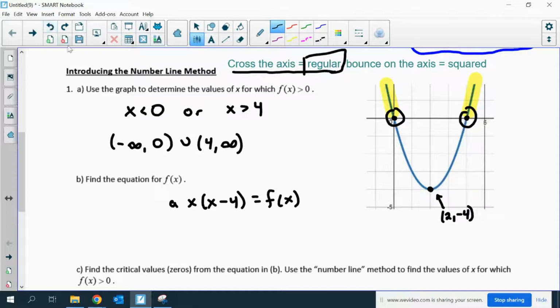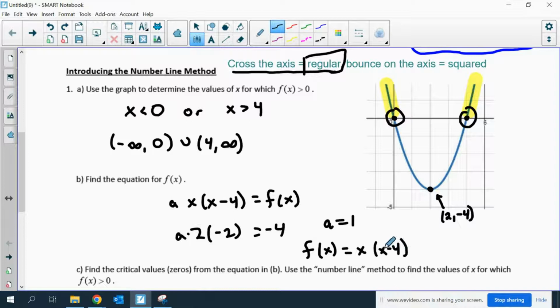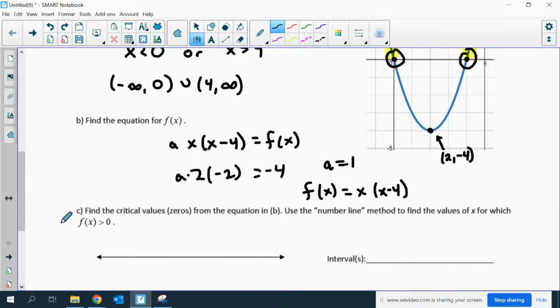But let's say I don't remember that. I can just substitute -4 in for y and 2 in for x, and then solve for a and get a equals 1. So f of x is equal to x times x minus 4, since the a value is 1. Now what we're going to do is find the critical zeros or critical values from the equation in B. So what that means is we're going to take this function and set y equal to 0.